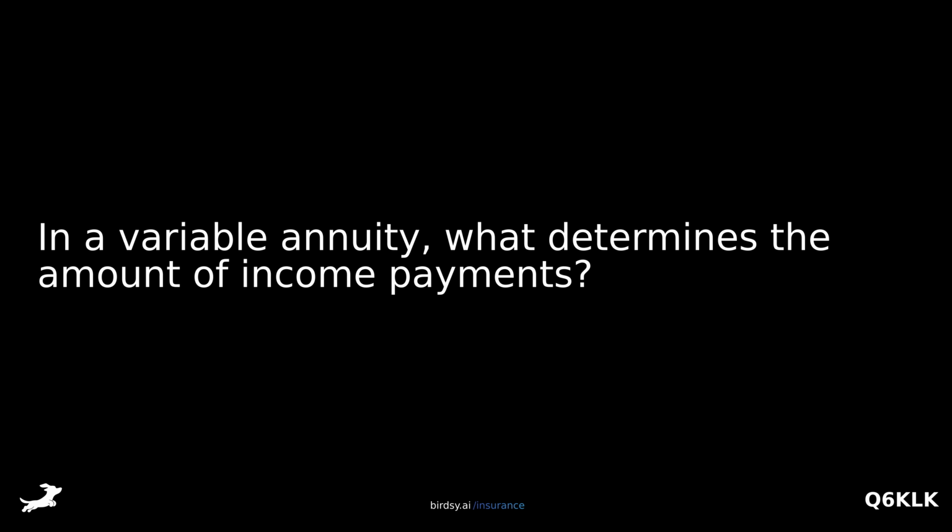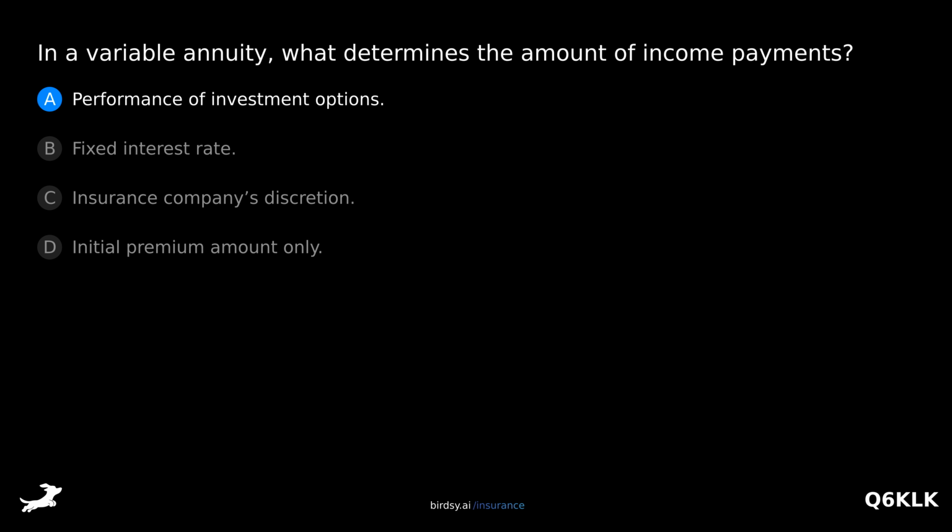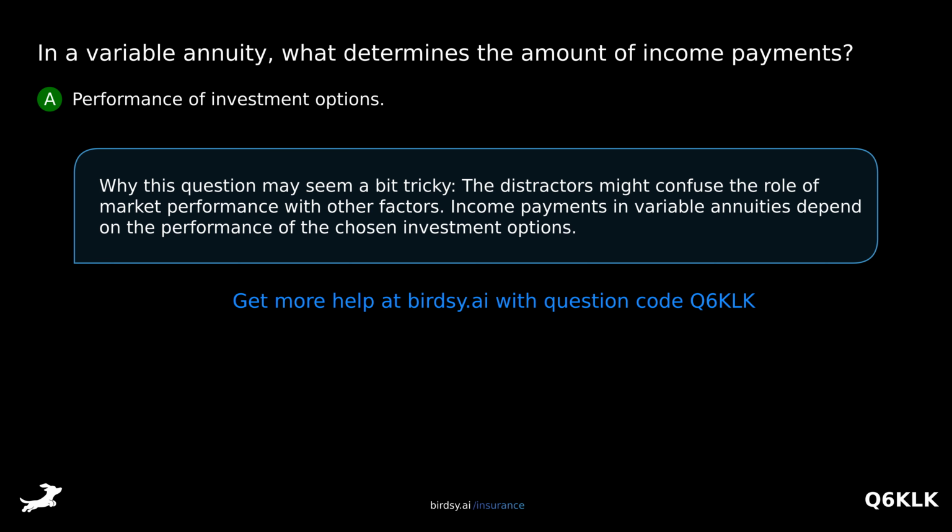In a variable annuity, what determines the amount of income payments? Is it A, performance of investment options, B, fixed interest rate, C, insurance company's discretion, or D, initial premium amount only? The answer is A, performance of investment options. Why this question may seem a bit tricky: the distractors might confuse the role of market performance with other factors. Income payments in variable annuities depend on the performance of the chosen investment options.